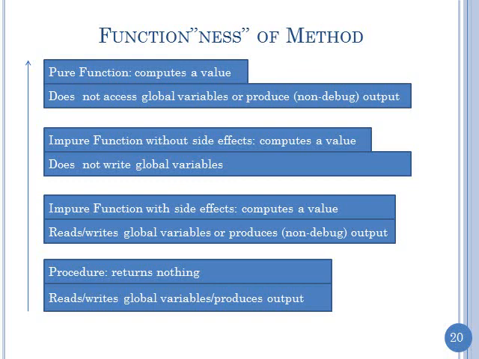So there's a degree of purity. A pure function computes a value, does not access global variables or produce non-debug output. An impure function can use a global variable but doesn't write a global variable or do printing. Actually, does not write global variables and printing, I should say. An impure function with side effects computes a value and does these bad things also. And a procedure returns nothing. Okay? So it can do anything. A procedure, you can do anything.